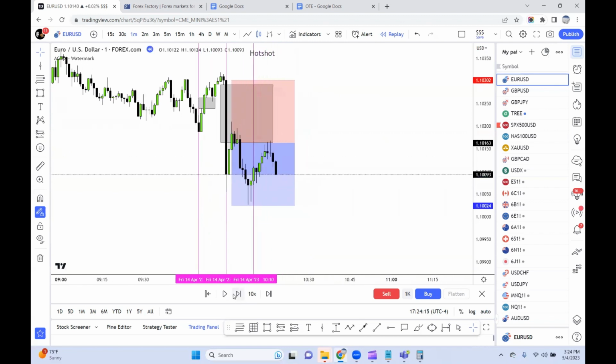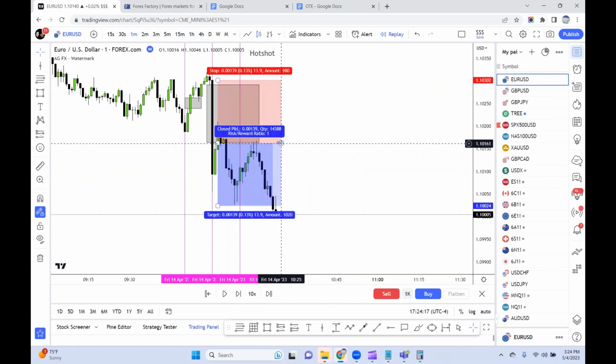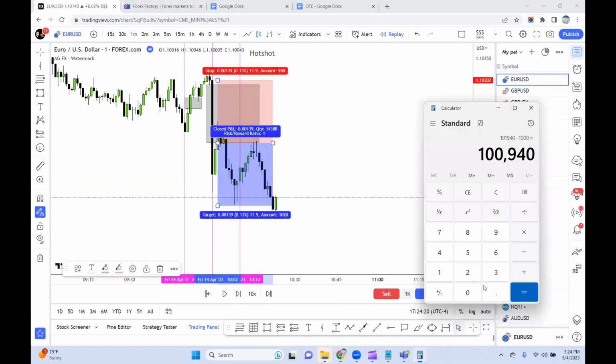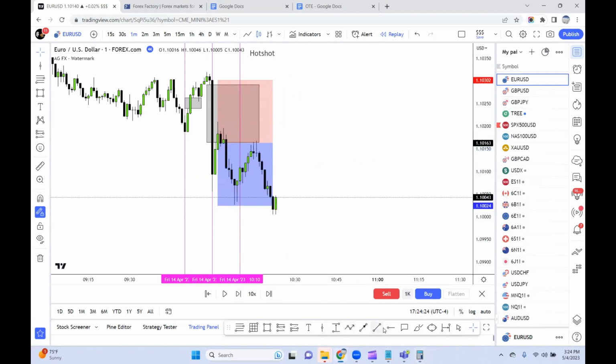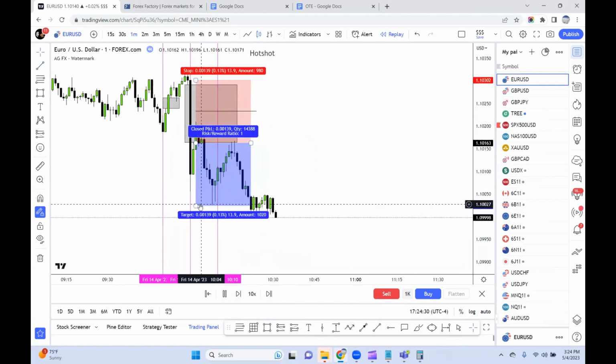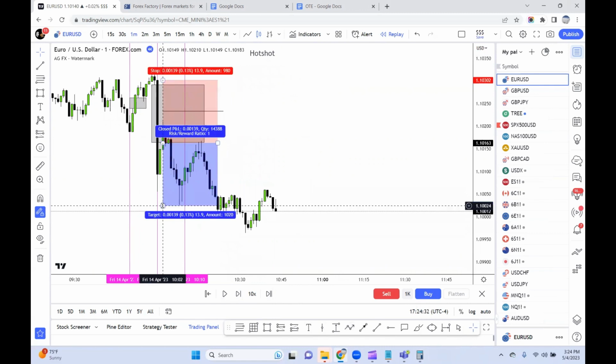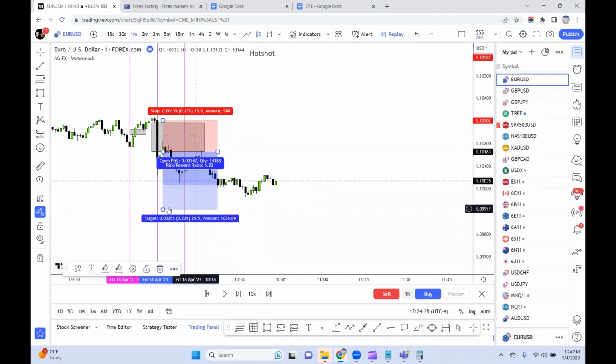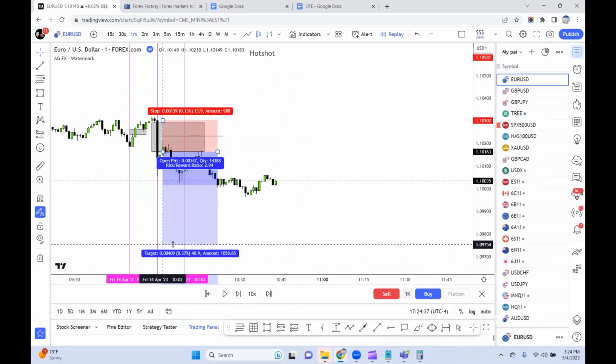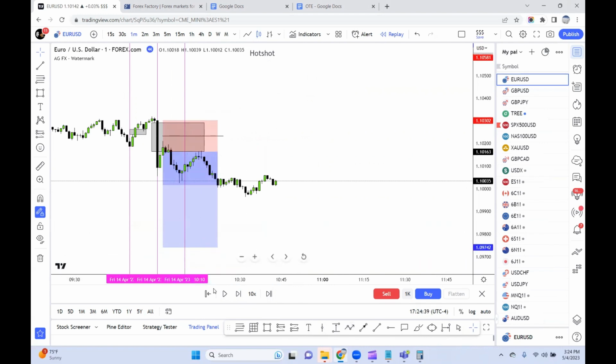Hit a 1 to 1. Come on, come back. Nice. All right. So that's plus $500. Nice. And then we're gonna move our stop halfway. Now let's play it out for 1 to 3. Well, where is 1 to 3, right? Here. All right. Let's play it.